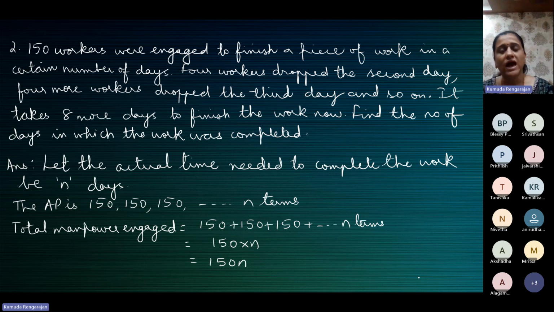So we'll assume that the planned time needed to complete the work be n days. So we believed every 150 people will turn up every day. So 150, 150, 150, like that, they turn up for n days, or n terms, and the work is done. So the total manpower engaged, that is the total number of people engaged, is 150 plus 150 plus 150 to n terms. And again, it's a repeated addition, so multiplication. So 150 into n. Like if n was 10 days, 150 into 10, 1,500 people. So here n terms, n days. So 150 into n, 150n people were engaged to complete the task. But this did not happen.